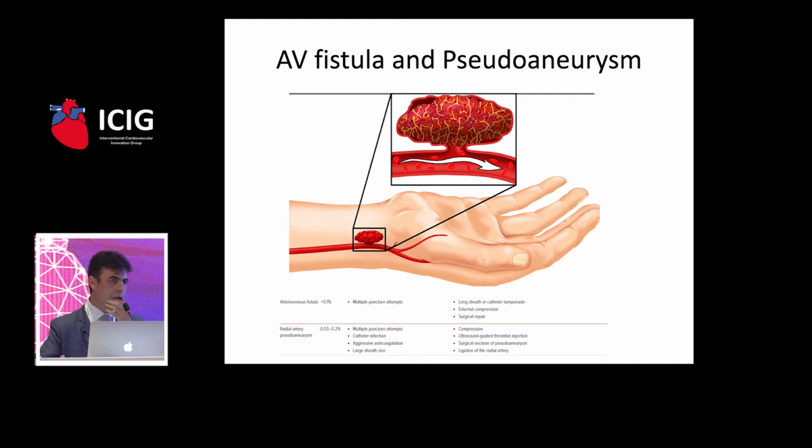In the small ones, you can treat them conservatively with external compression. With the larger ones or significant hemodynamic ones, they would need some form of intervention, and usually, because of the accessibility of the radial artery, surgical intervention.